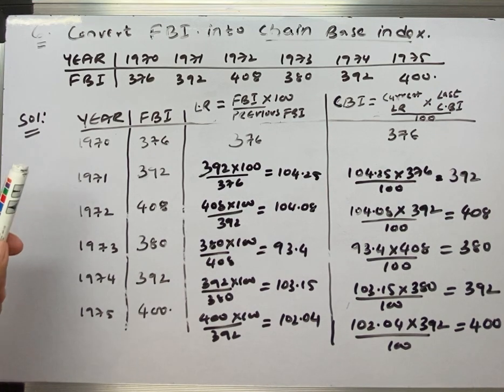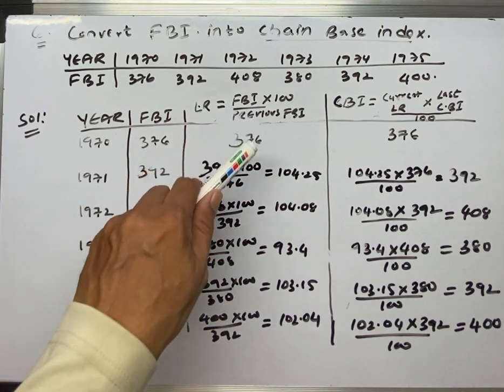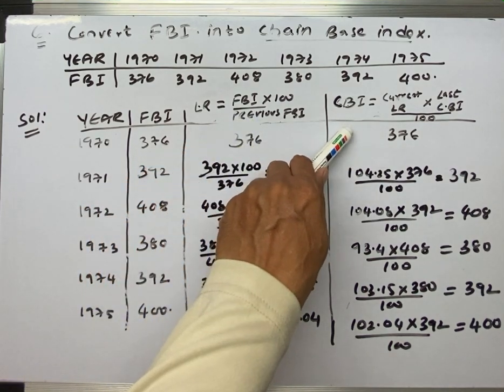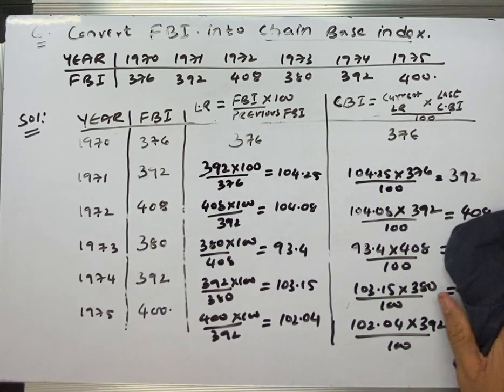Again, you can have this one. Here FBI is given in the question. You have to find the link relative column by using this formula, and the chain based index formula you have to consider to get this column.